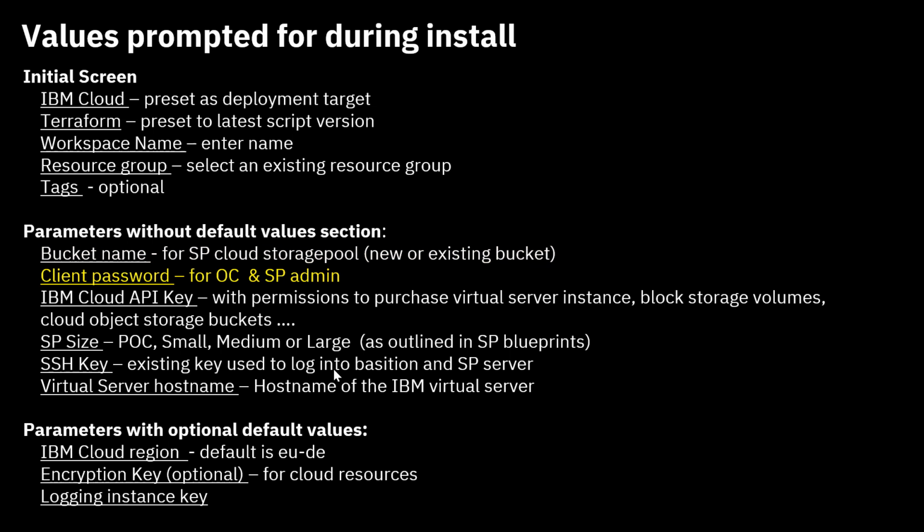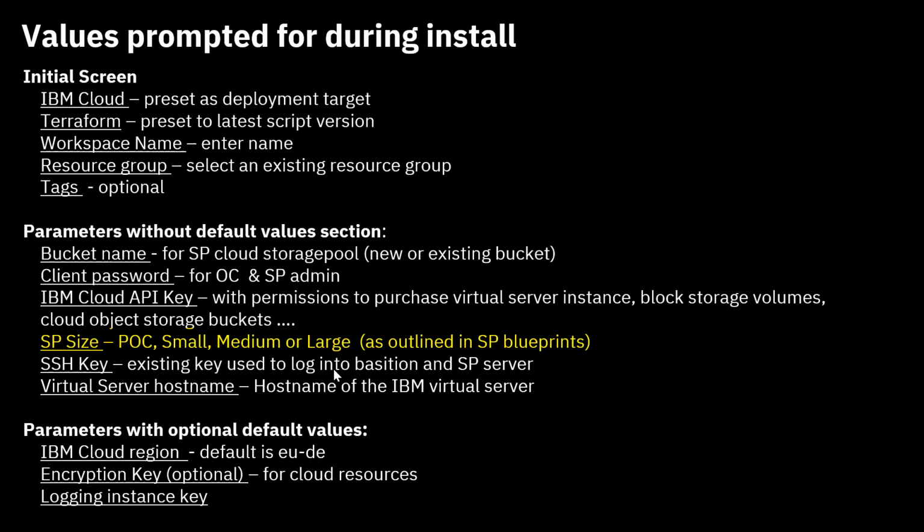You'll specify a client password. This password is going to be used for our Operations Center as well as our Spectrum Protect administrator. Then you'll enter an IBM Cloud API key, and this has to have the permissions to purchase virtual server instances, block storage volumes, cloud object storage volumes, and so on.